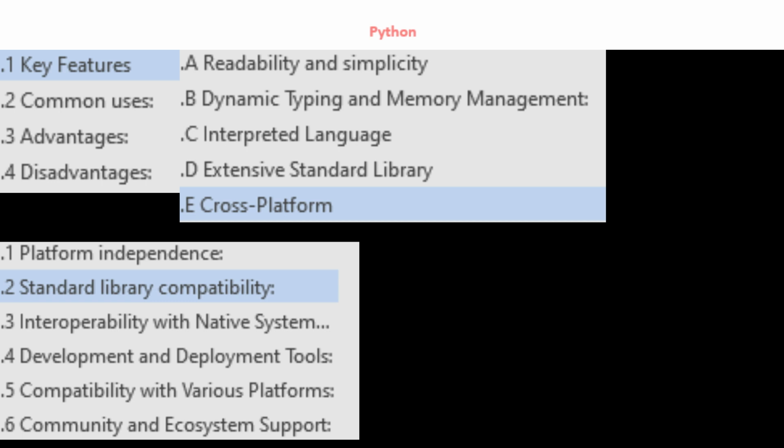Standard library compatibility. Uniform standard library. Python's standard library provides consistent functionality across different operating systems, abstracting platform-specific details.